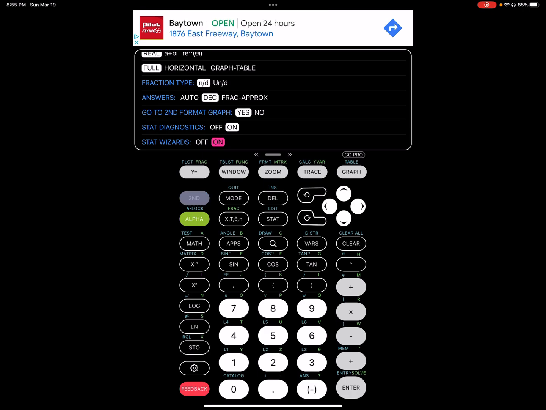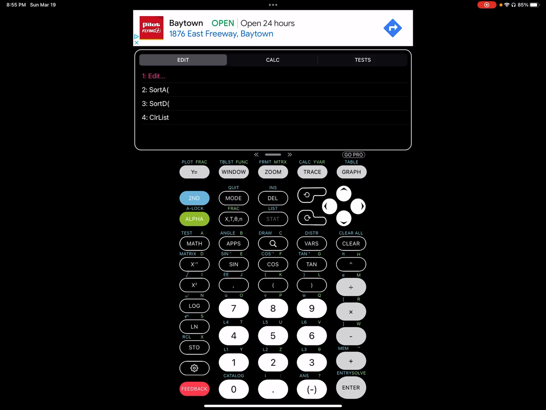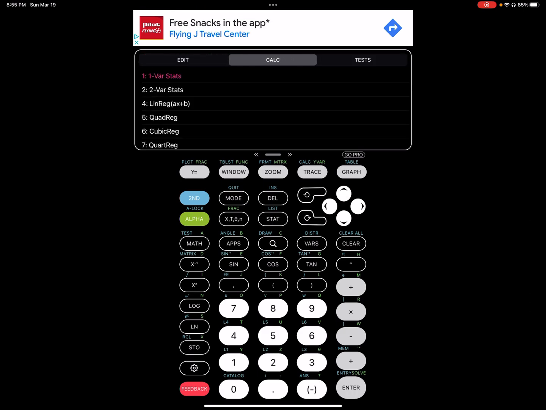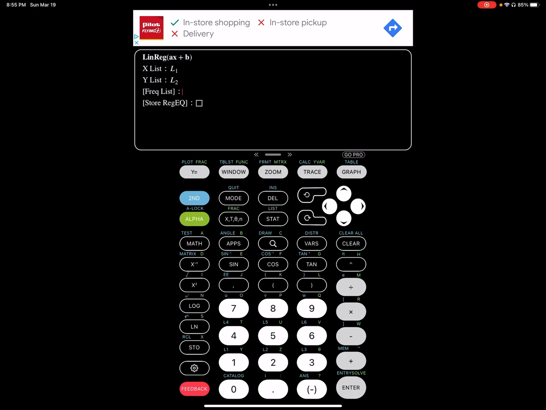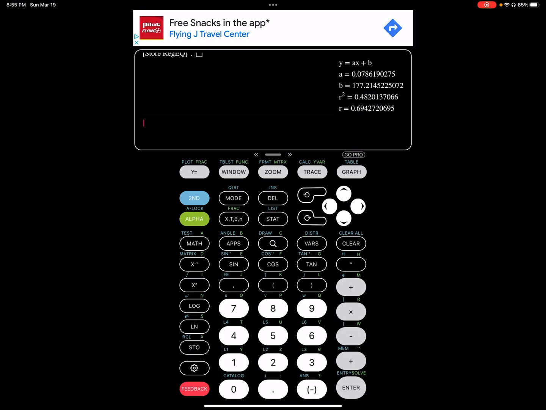So if I go to second quit, and now I go to stat, and I want to calc, if I go down to linear regression, okay, and this says the X list is L1, my Y's are in L2, okay, and I hit enter. Notice I didn't tell it to store anything anywhere. We'll come back to that in a minute. And it gives me Y equals AX plus B in that form because that's what I picked.